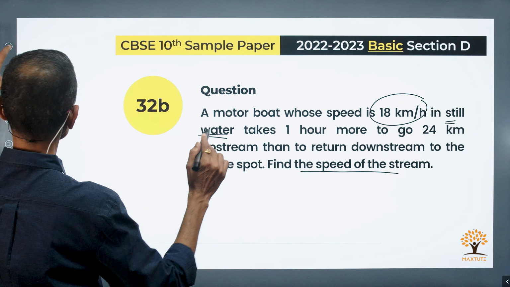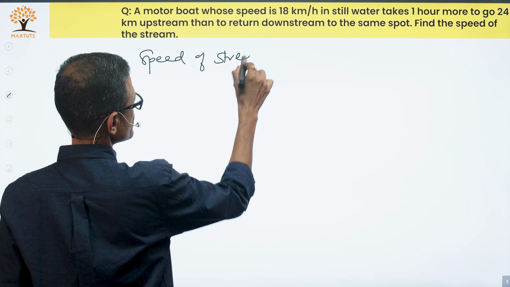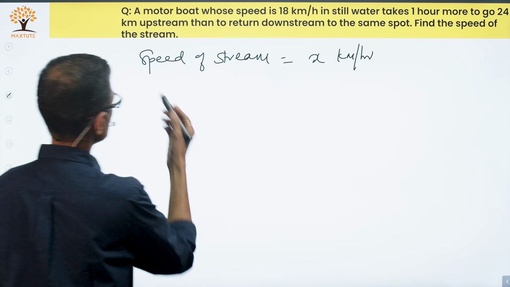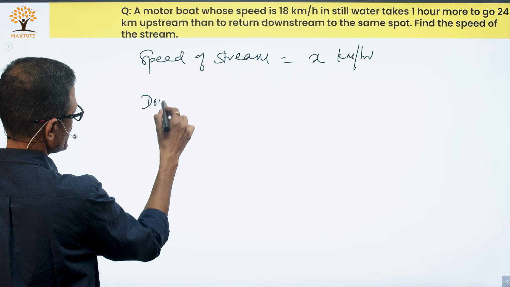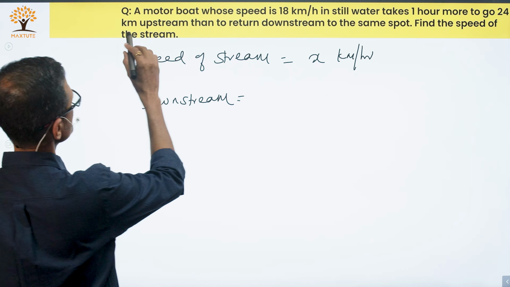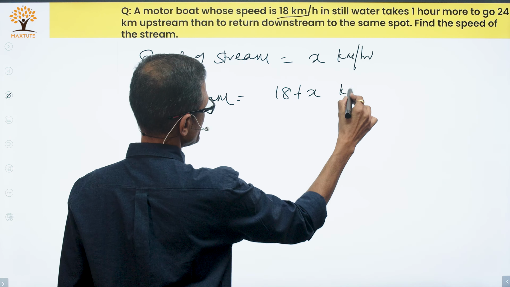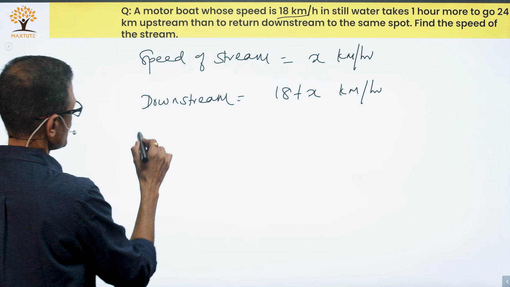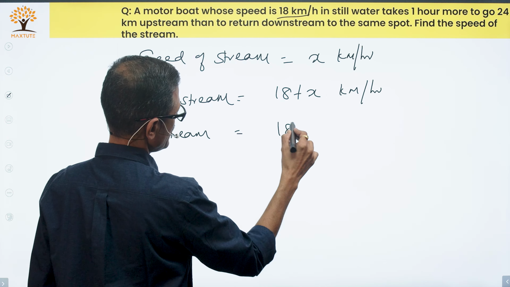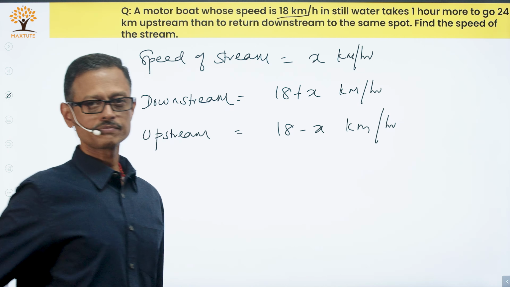I'm going to assign only one variable. Speed of the stream is equal to x kilometers per hour. So obviously, we'll quickly write down what our downstream speed is. Downstream speed is the speed of the boat in still water, which is 18, plus the speed of the stream, which is 18 plus x kilometers per hour. Upstream speed is essentially the speed of the boat in still water minus the speed of the stream, which is 18 minus x kilometers per hour.